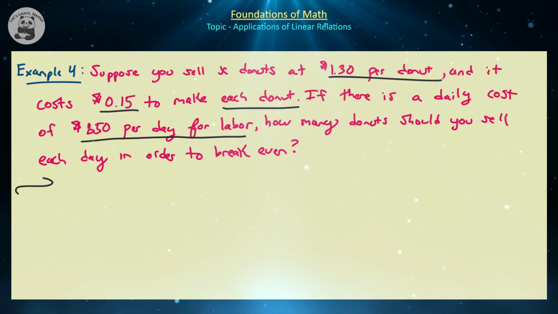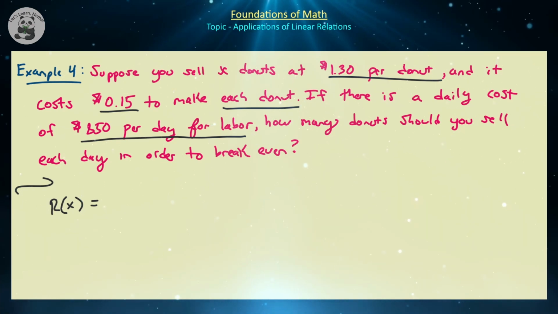So the first thing that we need to construct is our revenue function. If I tell you how many donuts we sell, you should be able to tell us how much money we will make from those donuts. So the revenue function obviously is going to be a linear relation. In particular, if I sell 0 donuts, we make $0. If we sell 1 donut, we will make $1.30.